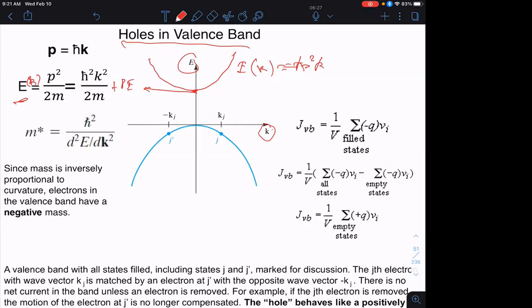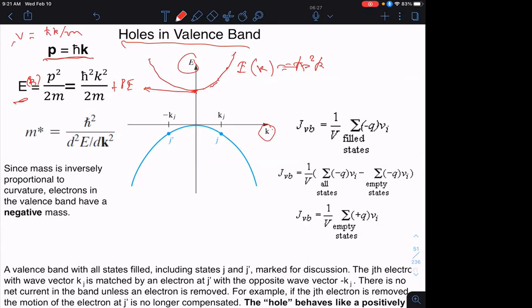So the first consequence is, what is the velocity of one of these electrons at different values of k? We know that the momentum is given by h bar k, and therefore the velocity is momentum over mass. So that'll be given by h bar k divided by whatever the mass of the electron is.